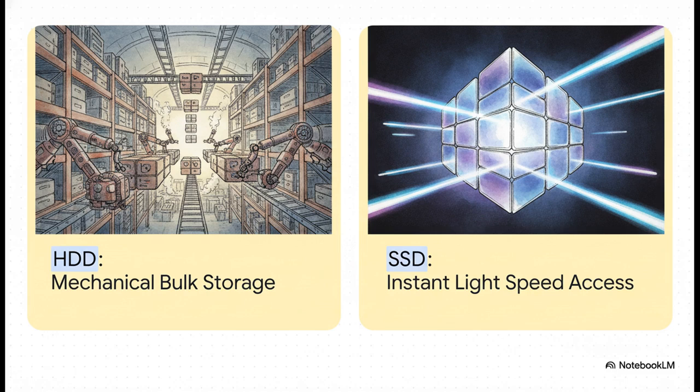HDDs are traditional and cost-effective, sort of like your old spinning CD-ROMs. They're great for cheap bulk storage. SSDs, on the other hand, are like the lightning-fast memory in your smartphone. They offer the blazing-fast access speeds that our modern factory usually demands.